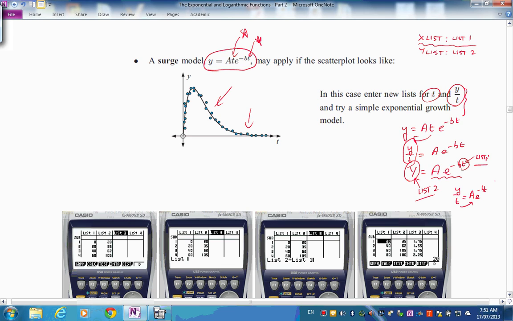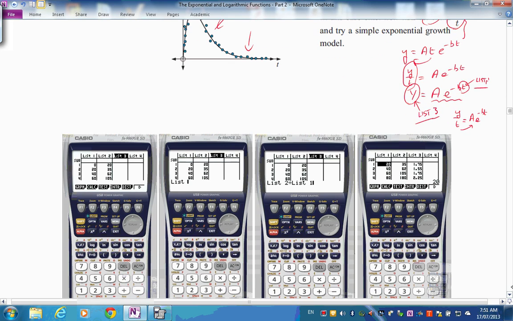So that's the idea. So we will actually use that in list 1, and in list 2, well, no, we'll put it in list 3, because in list 2 we've got y, okay, from before. Let's do it. Let's come down here and see what we're doing.